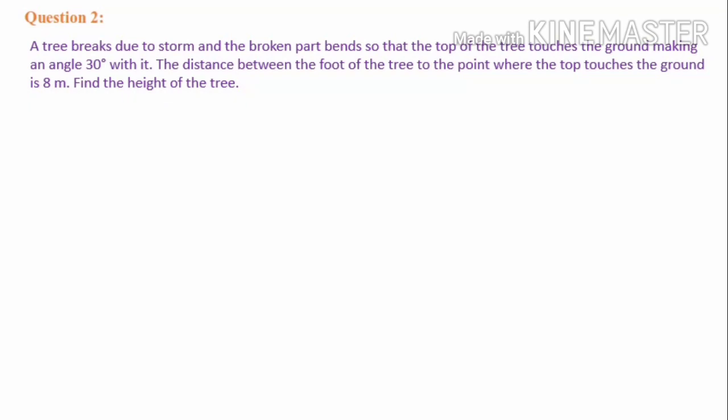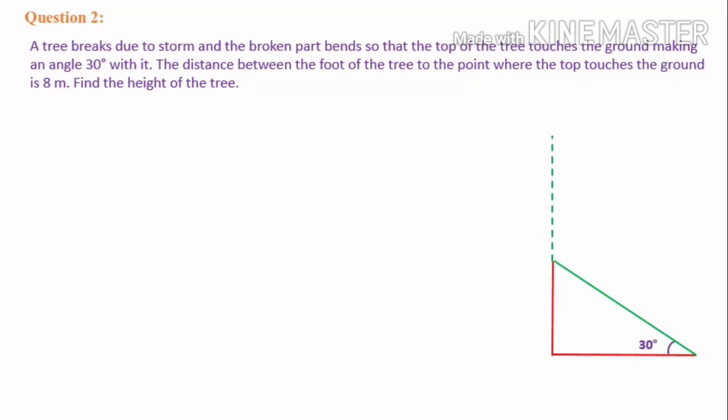As I mentioned before, you have to go through the question and form a right angle triangle. Here, a tree breaks due to storm and the broken part bends so that the top of the tree touches the ground, making an angle 30 degree with it. Let's draw a line segment, and here the dotted portion shows the broken part of the tree. The tree breaks from here and from here it is bending and it touches the ground. The top touches the ground. The tree bends from the particular point, that is the starting of that green portion, and it touches the ground making an angle 30 degree with the ground. That is the given condition.